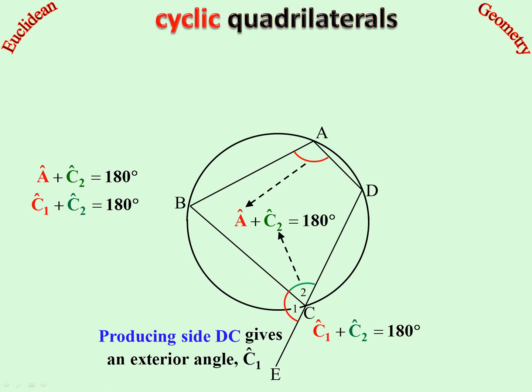So we have these two together there. Now have a look. A adding with C2 to get 180, C1 adding with C2 to get 180. So if C2 was 100, A would be 80, C1 would be 80. So this tells you that A and C1 are equal.